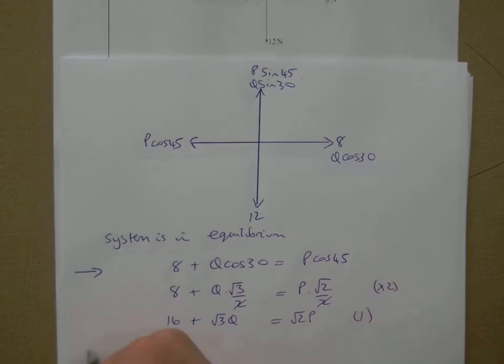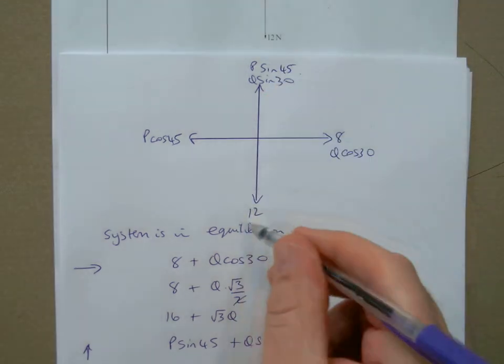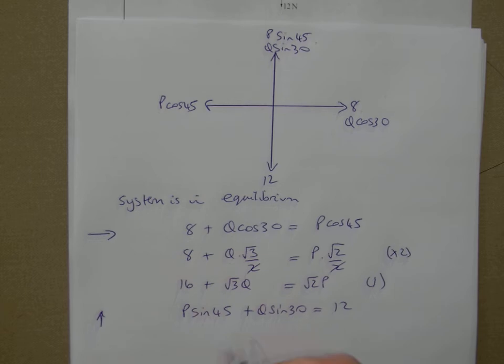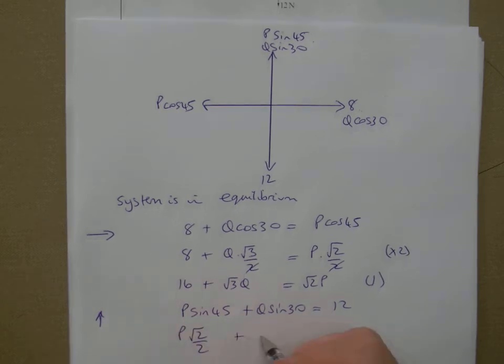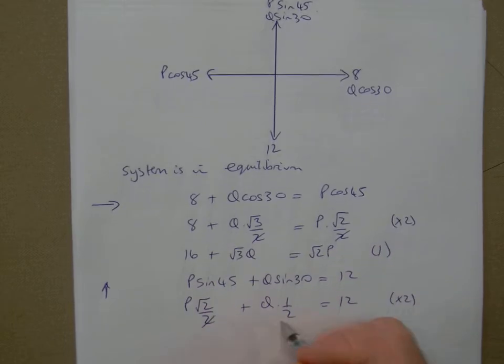Now when I resolve in the y direction, I'll have P sin 45 plus Q sin 30 equal to 12. What's going positive y has got to equal what's going negative y. Again, sin 45 is root 2 over 2, sin 30 is a half, and we've got 12 there. Let's times through by 2, because that will cancel. So I'll have root 2P plus Q equals, timesing that by 2, 24.